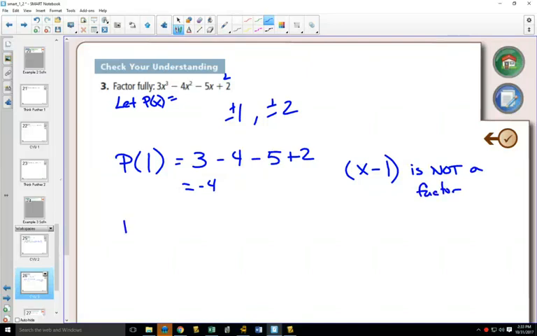So which one am I going to try next? I'll probably try p of negative 1. That one's going to be easy to do mental math-wise. Negative 1 cubed is still negative, so I'd have negative 3 minus 4 plus 5 plus 2. And that's equal to 0.